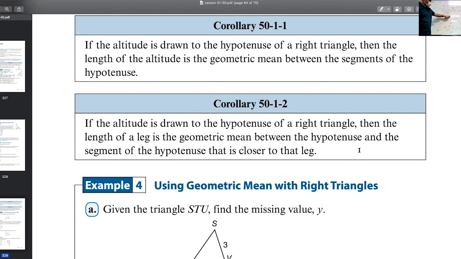So if this leg was something else, to find that, I would find the geometric mean of 8 1/3 and 5 1/3. That would be the geometric mean. That's a crazy decimal right there. Okay.